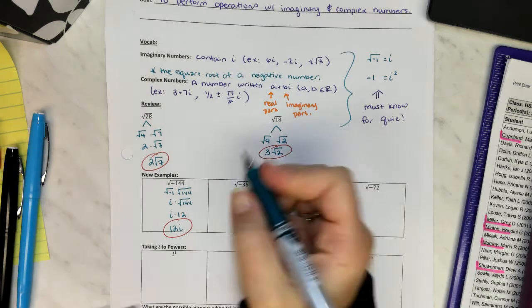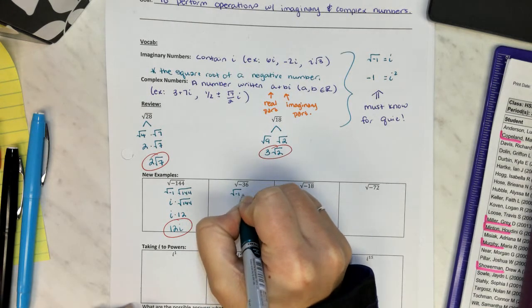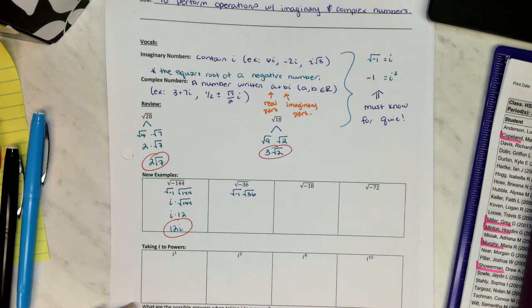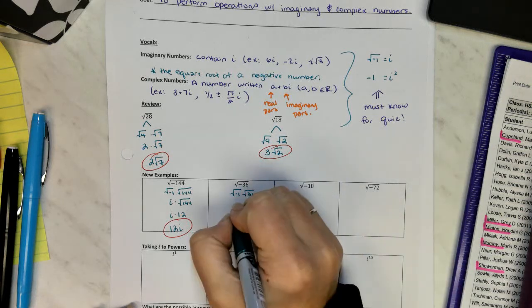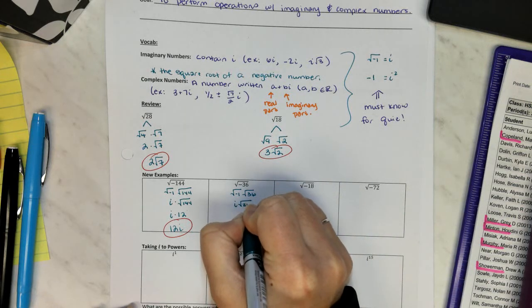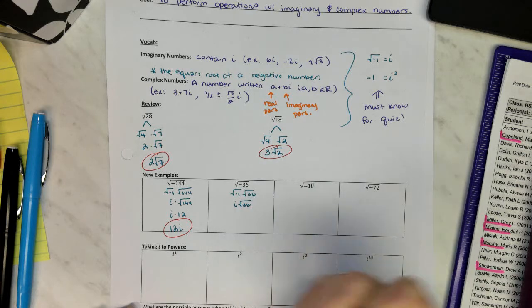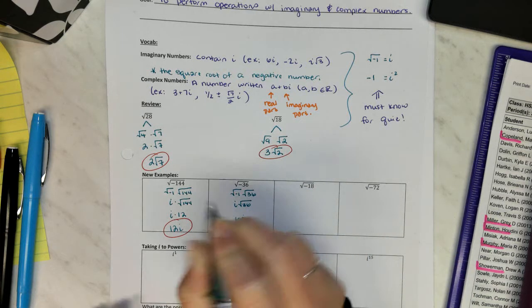This next one, same idea. Take out the negative 1. Negative 1 times 36, both under radicals, the square root sign. The square root of negative 1 is i, so we have i times the square root of 36. But the square root of 36 is 6, so here I have 6i.